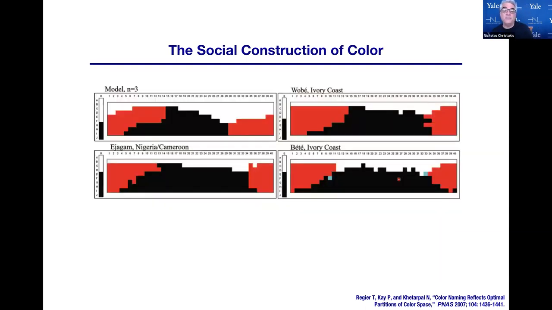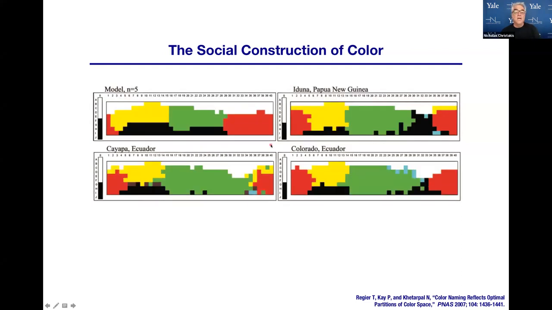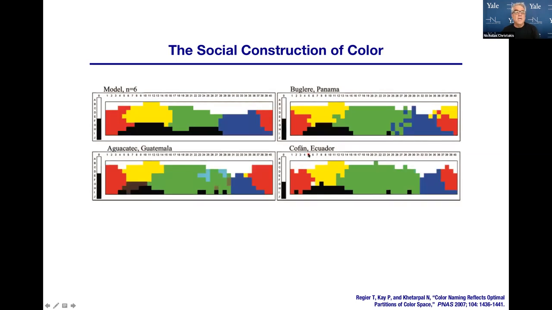Here are examples of people who identify just three colors. These are the Awobe of the Ivory Coast, the Bete of the Ivory Coast, and the Ejagum of Nigeria and Cameroon. They have just three colors: white, black, and red. And here are groups of people who identify five colors on totally different continents. These are people in Ecuador and New Guinea, and they partition to have just five colors, with some differences in where they draw the boundaries, although also some commonalities. And here are examples of people who identify six colors and where they draw the boundaries. The blue-green distinction is a key one here.